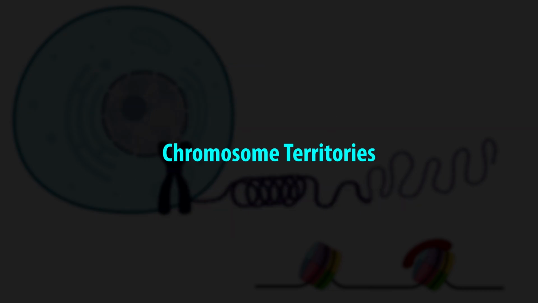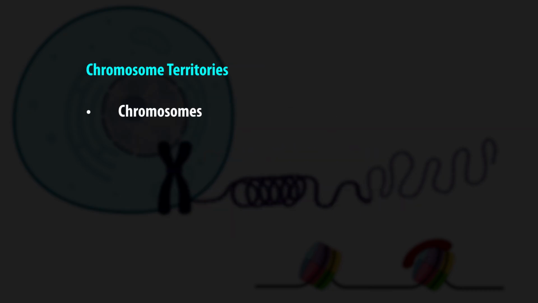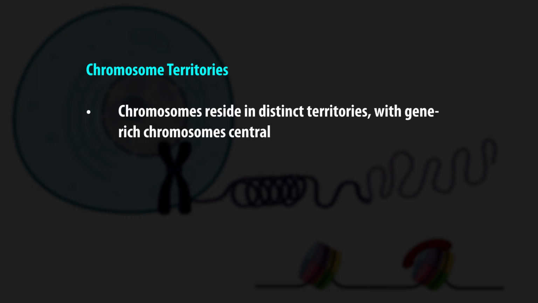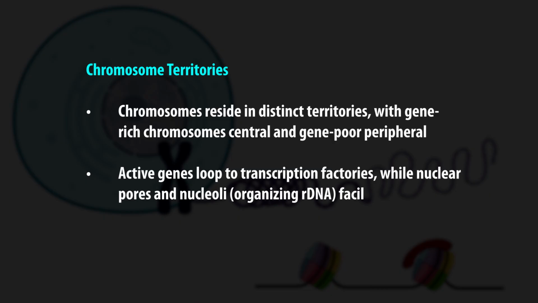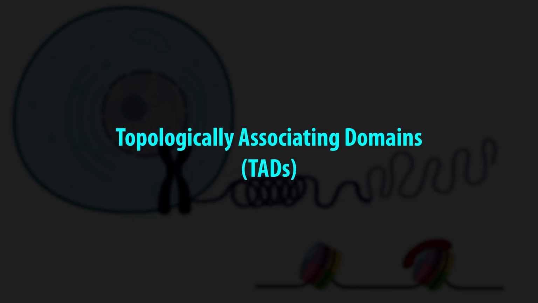Next are the chromosome territories. Chromosomes reside in distinct territories, with gene-rich chromosomes central and gene-poor peripheral. Active genes loop to transcription factories, while nuclear pores and nucleoli organizing rDNA facilitate transport and ribosome biogenesis. Now, we will see topologically associated domains, or the TADs.